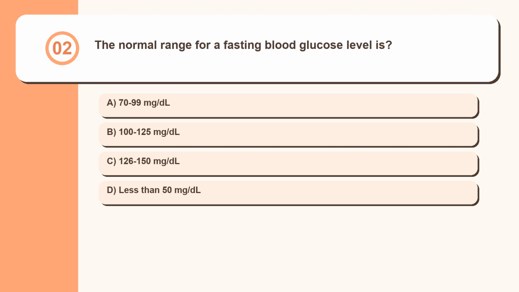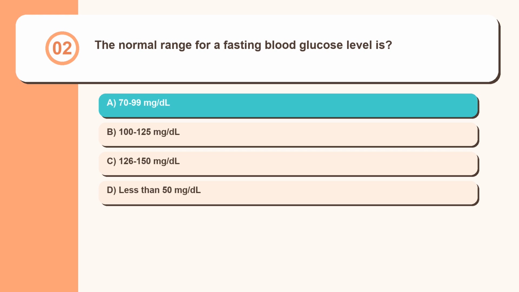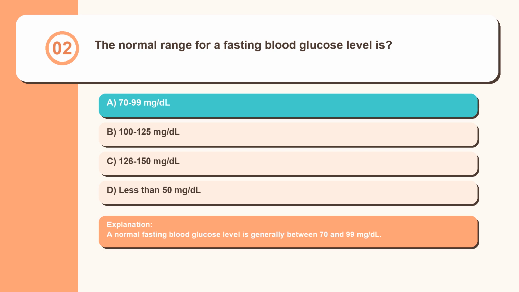Question 2. The normal range for a fasting blood glucose level is 70 to 99 mg/dl, 100 to 125 mg/dl, 126 to 150 mg/dl, less than 50 mg/dl. A normal fasting blood glucose level is generally between 70 and 99 mg/dl.